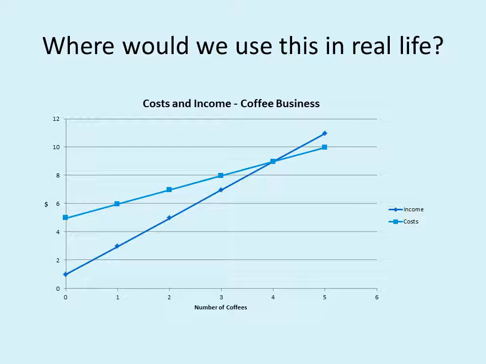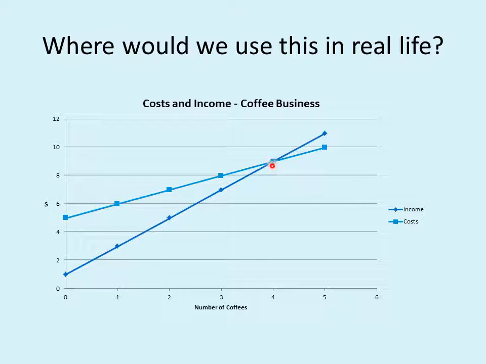Another important question is, where would we use this in real life? Let's consider these two lines here. This line here is the income made from a business selling coffees. The more coffees you sell, the greater your income. This top line is the costs. So you've got a bunch of costs associated with selling these coffees. And the two lines cross at this point here.